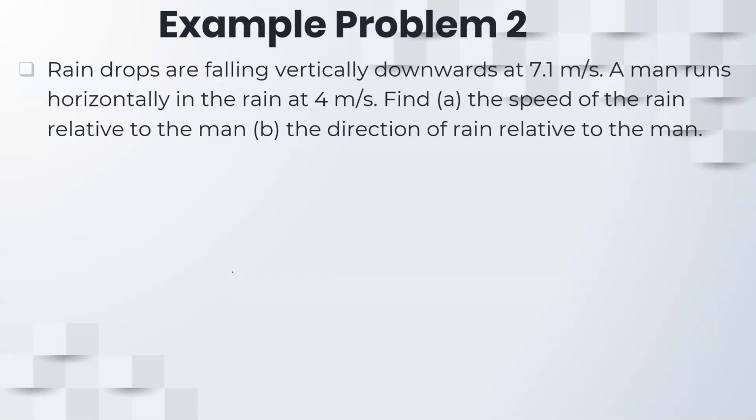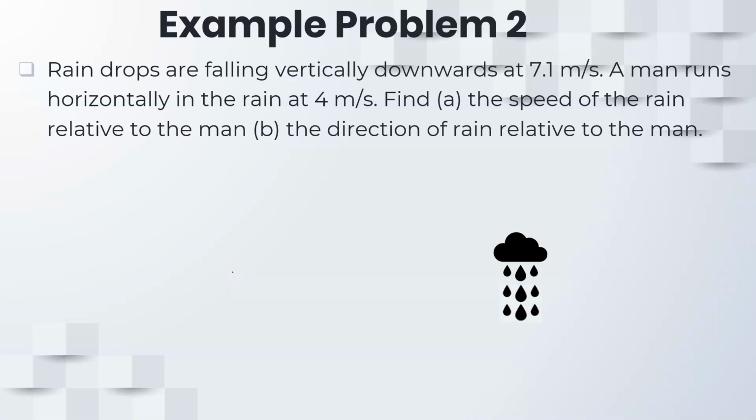All right, example problem 2. Raindrops are falling vertically downwards at 7.1 meters per second. A man runs horizontally in the rain at 4 meters per second. We want to find the speed of the rain relative to the man and the direction of the rain relative to the man. So we're going to visualize this one as well.